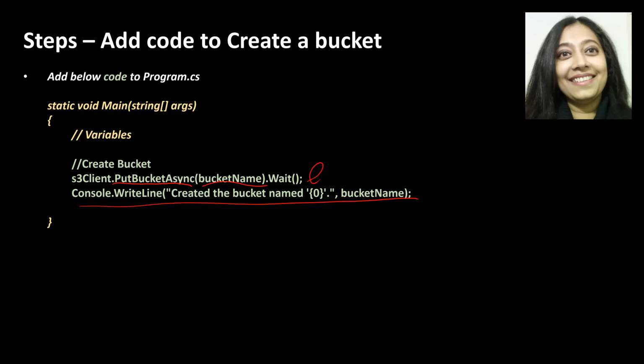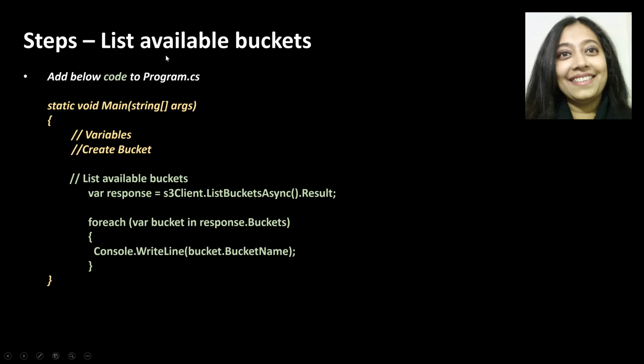The next thing that we are going to do is list all the available buckets, okay? And the source code to do that is right here. So this is that piece of code. First we will get the list of buckets using this particular API, list buckets async, okay? We will store its result in the response variable right there.